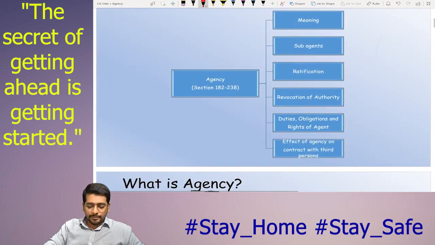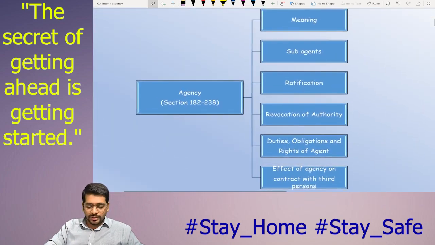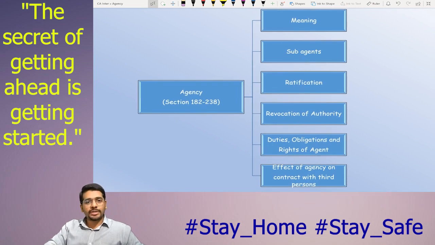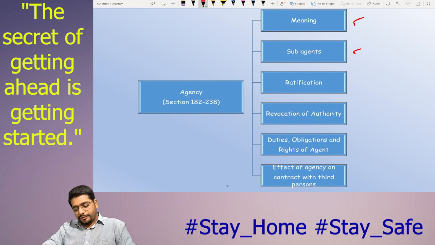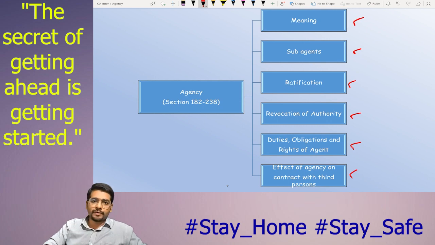Okay. Now, before I proceed, I'll just show this to you. This is only for your reference purpose. What are we going to study in this chapter? A lot of things are there. Starting with the basic meaning of agent, agency. I already showed you. A concept of sub-agents, ratification, revocation, duties, obligations, and rights, along with effects of agency and the contracts with the third persons. So these are all basic index.